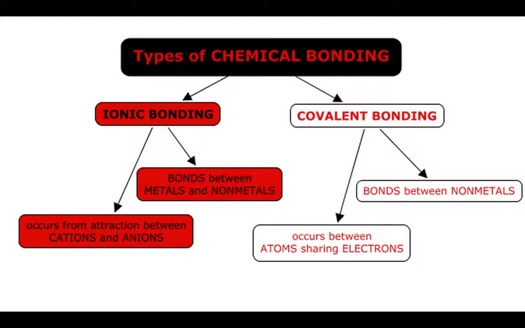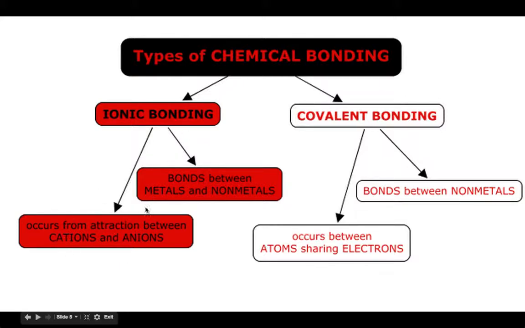Okay. So there are 2 main types of chemical bonding that we're going to go over in more detail later on, but this is just an intro for them. It's ionic bonding and covalent bonding. Ionic bonding is basically how it sounds. It involves the bonding of ions. It occurs from attraction between cations and anions. Now cations, if you remember, are positive ions, whereas anions are negative ions. So the positive and the negative will attract each other, opposites attract, and form this ionic bond.